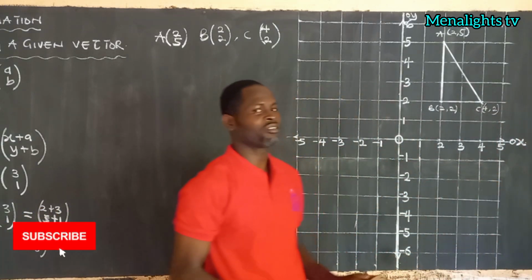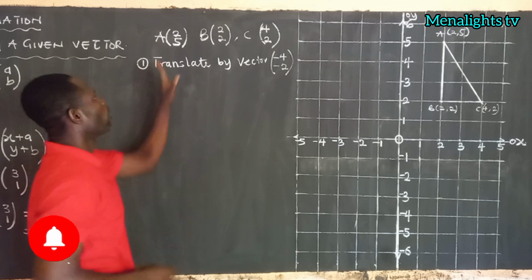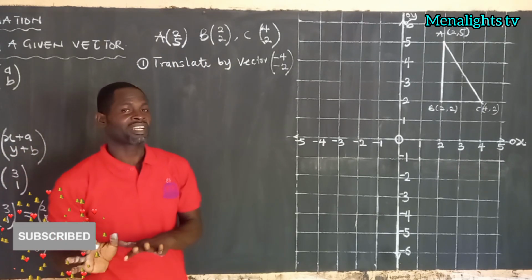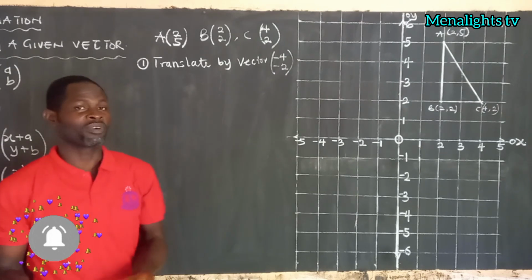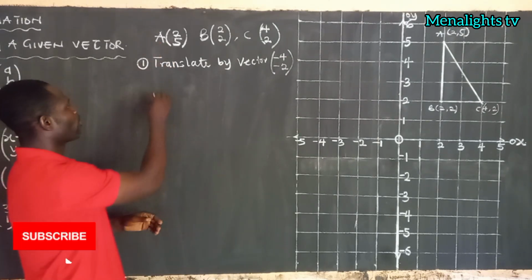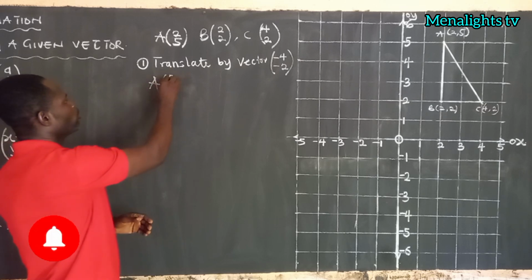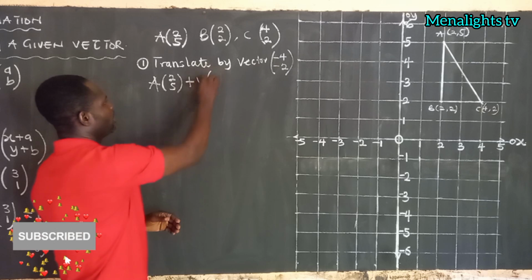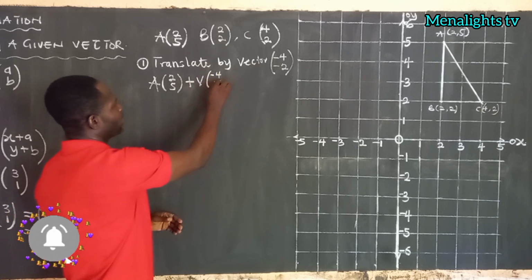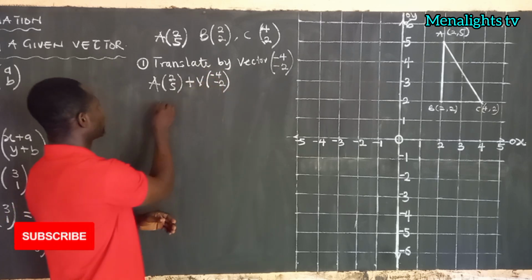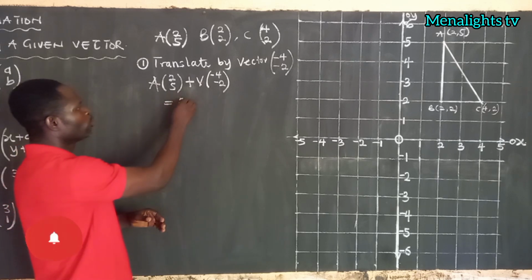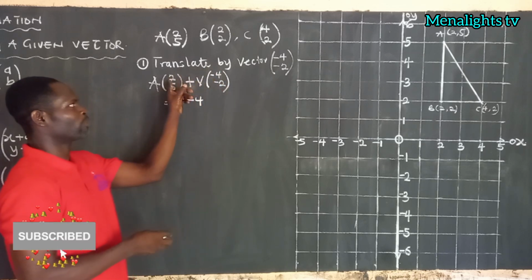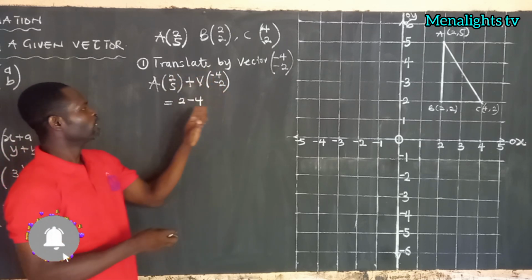So this triangle that we have, we are going to translate it. We are going to translate these points by the vector (-4, -2). So the vector plus the point will give us the point image. So we have the first point A, which is (2, 5), and then we are translating by the vector (-4, -2). So this is the same as 2 plus -4 becomes 2 minus 4, because the negative will have dominion over the positive.